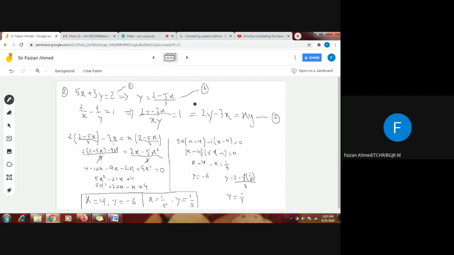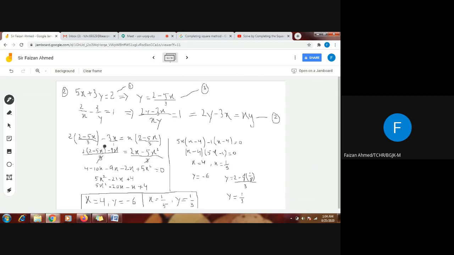So I will put it in equation number 2. Equation number 2 has 2y, one y over here and one y over here. So I will put the value of y twice. So 2 as it is, the value of y in bracket, 2 minus 5x upon 3, then minus 3x as it is, then again x, and the value of y in bracket again.